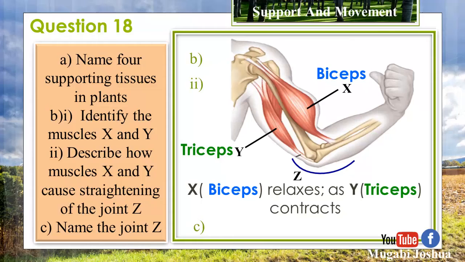Part C says, name the joint Z. It wants us to name the joint Z. The joint Z is a hinge joint. It is a hinge joint.